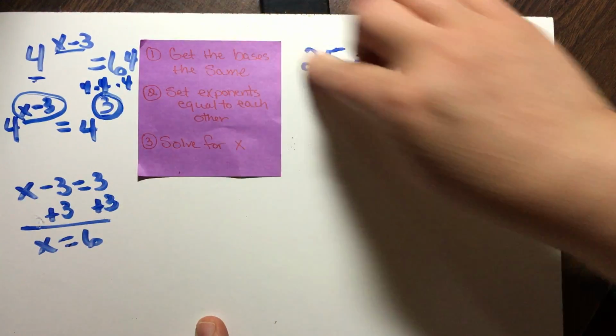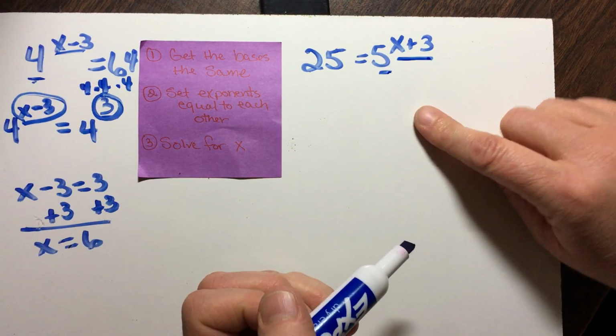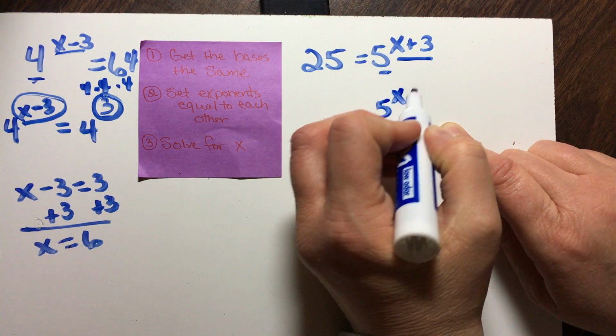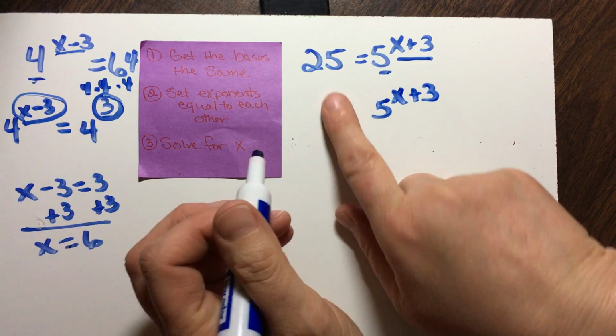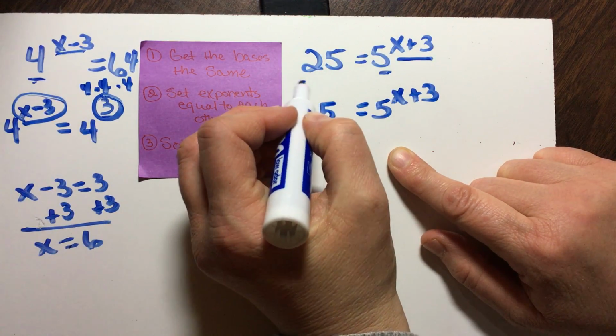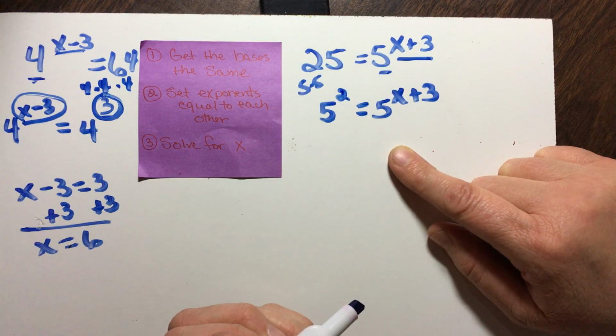All right, let's carry this over to our next section. And we're going to use the same rules. Get the bases the same. Here's my exponent, so I know I'm going to use this base. I'm going to rewrite this side, so I know I have my information, and I'm going to change this so that it has the same base. 5 times 5 is 25, so there's my exponent.